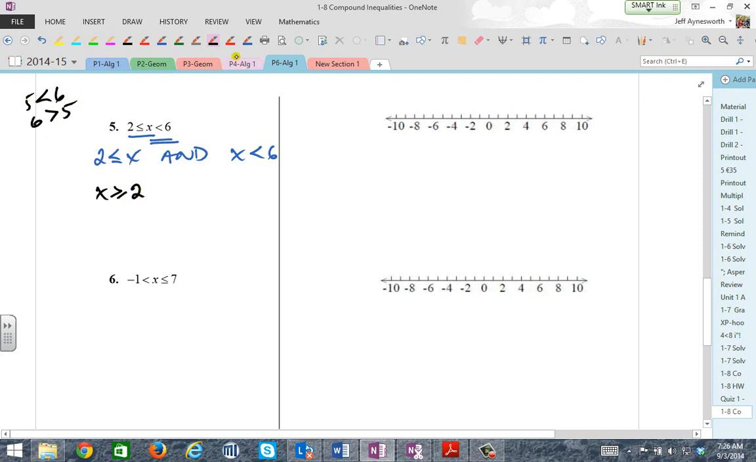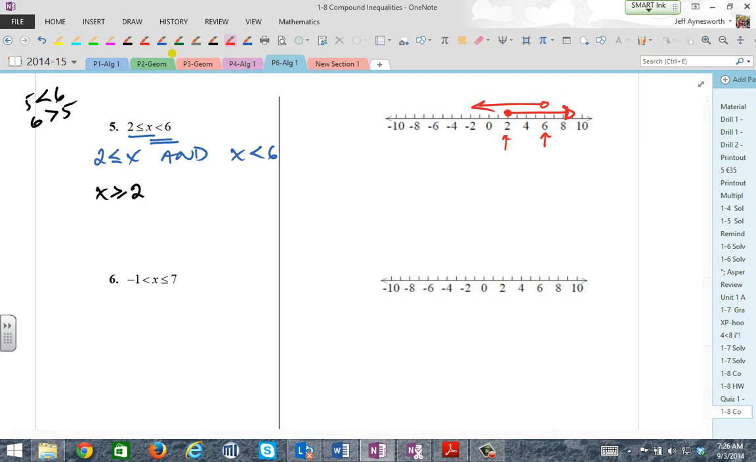which means that, let me find 2, it's right here. I've got closed at 2, and to the right. This one here, x is less than 6, that's this reference point. That's open at 6, and to the left. But where do they intersect? Well, because it's an and statement, they intersect right through here. So what I need to do is graph that. They intersect at 2, but not 6 because it's open there. So we're going to go closed at 2 all the way to open at 6. This is my solution set in blue.